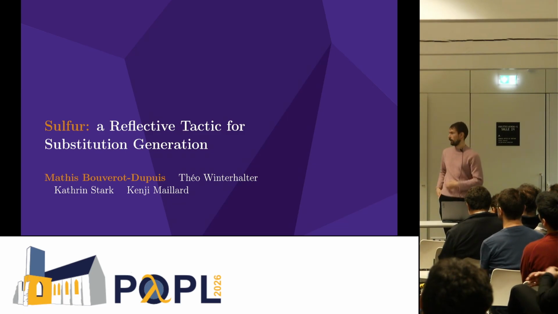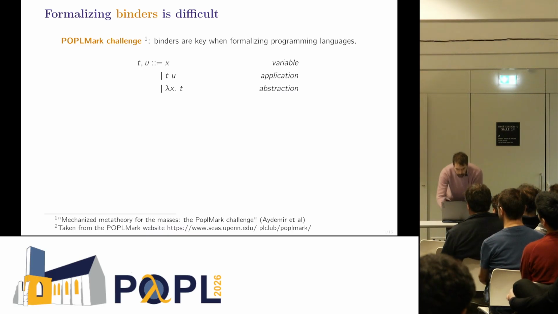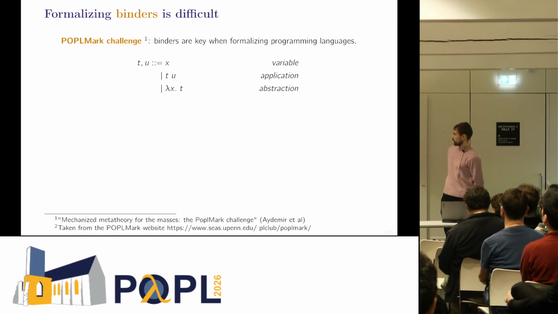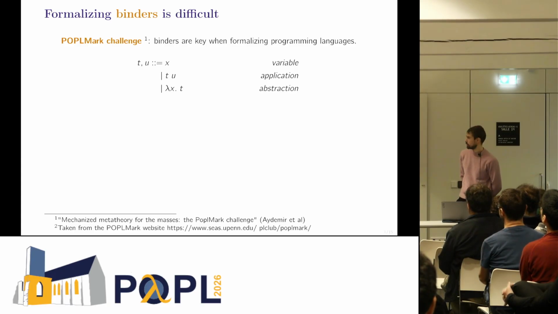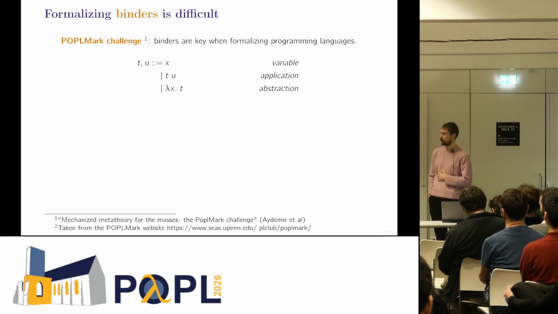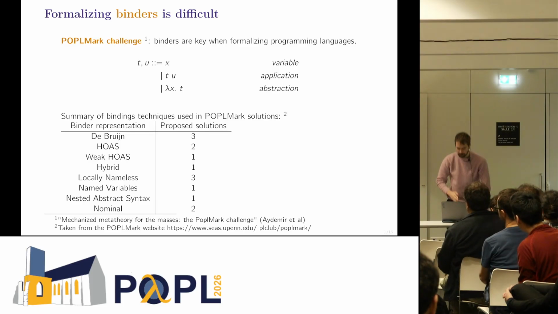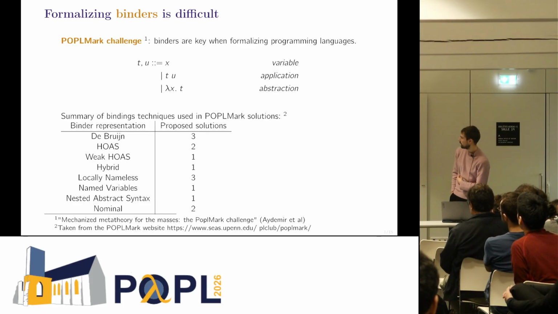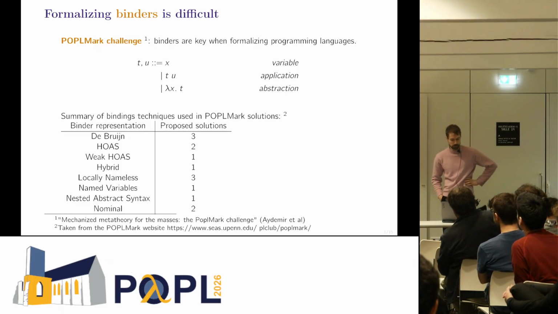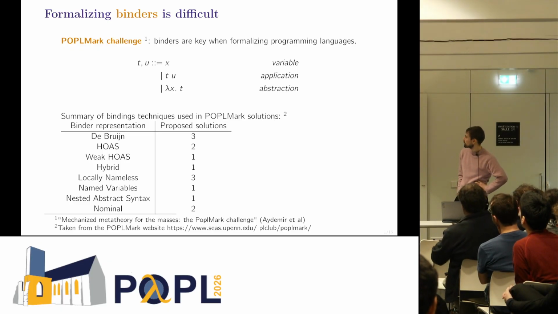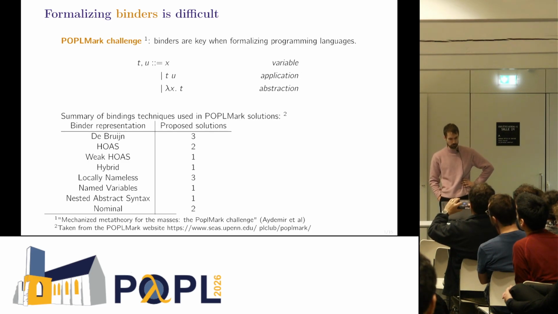Okay, so we know since the PoplMark challenge that a super annoying aspect of formalizing the theory of programming languages and type theories are binders. So when you work on paper, you think of variables and binders as names, and you work up to alpha-equivalence. But it turns out alpha-equivalence doesn't work super well in a proof assistant. And I was curious, and if you look at the proposed solutions to the PoplMark challenge, there are almost as many binder representations as proposed solutions.